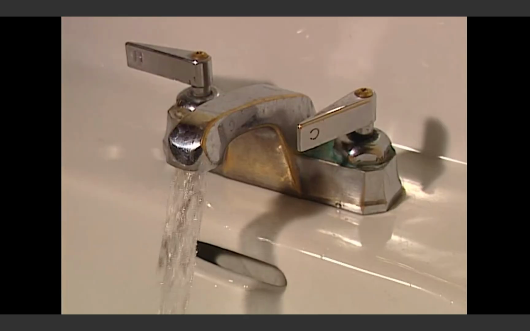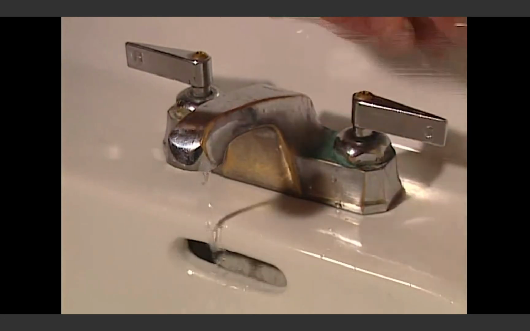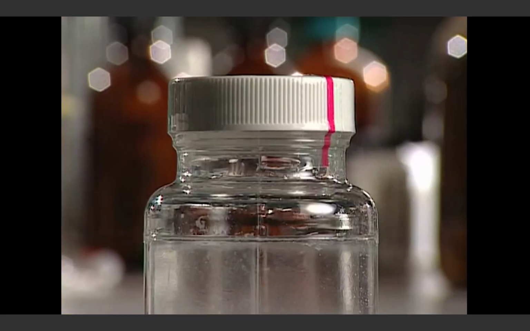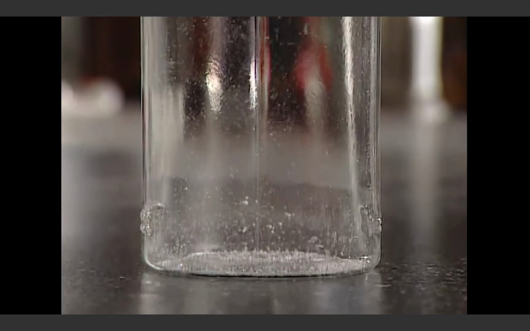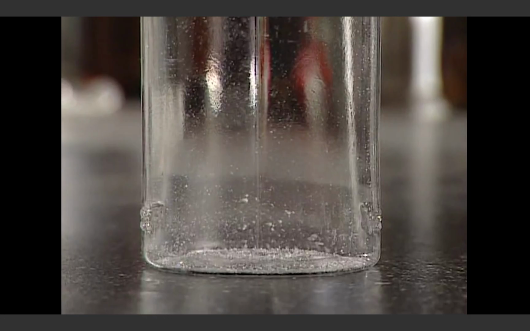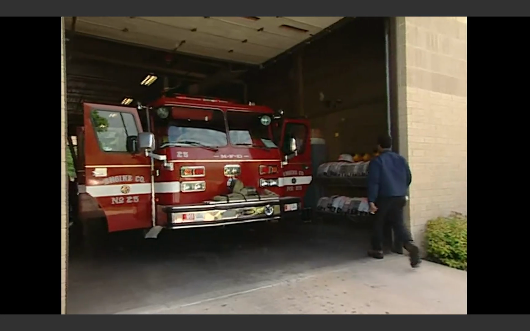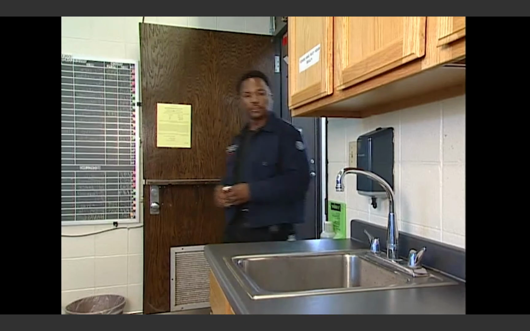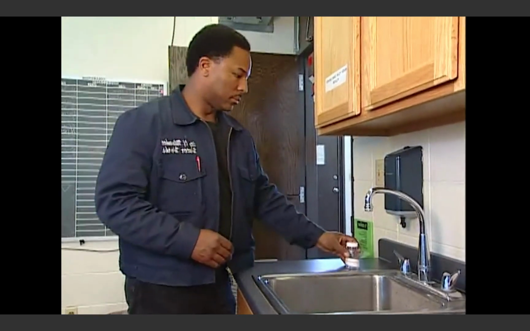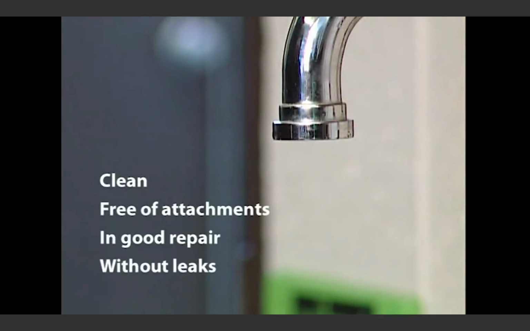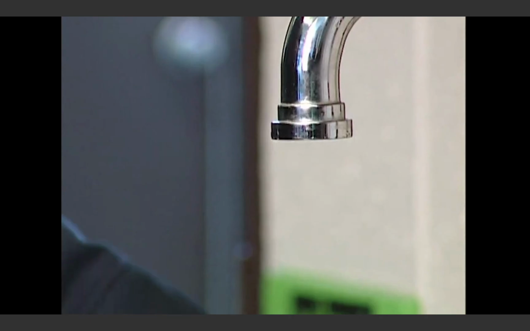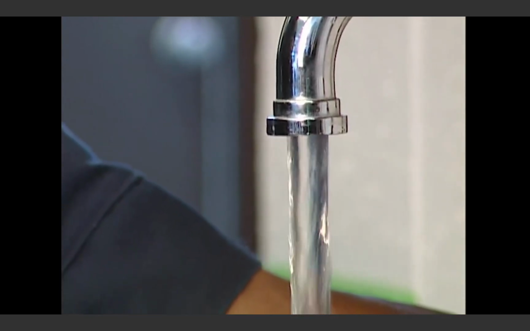A dechlorination chemical agent is needed if sampling waters contain residual chlorine, which is present in the distribution system. This chemical is already in the pre-sterilized sample bottles, so don't wash out the bottle used for total coliform sampling. After arriving at the sampling site, check the tap to make sure that it is in good working condition. It should be clean, free of attachments, and in good repair or without leaks. Remember to remove any aerator and to make sure the hot water is turned off.